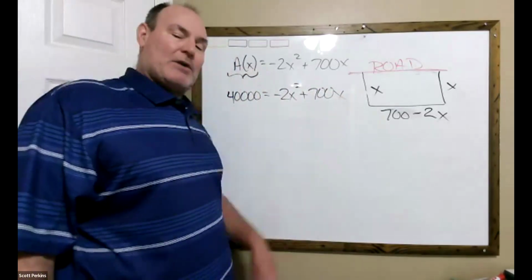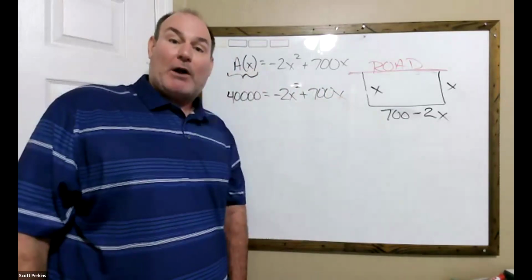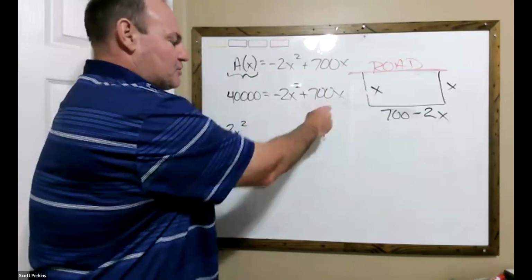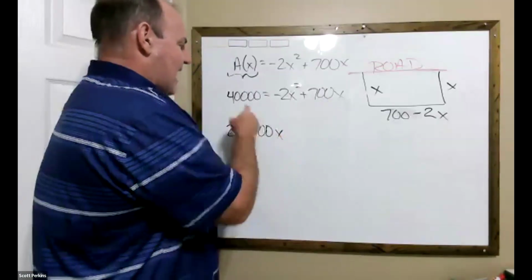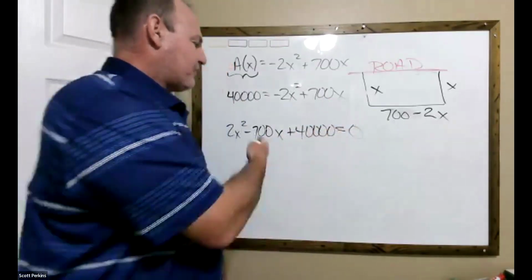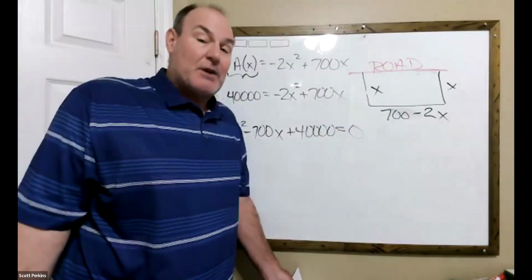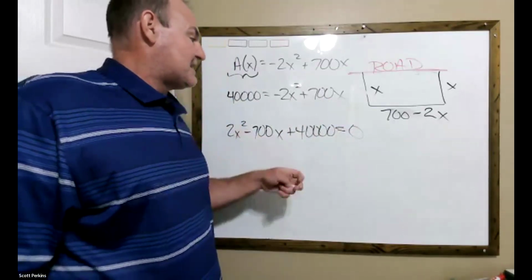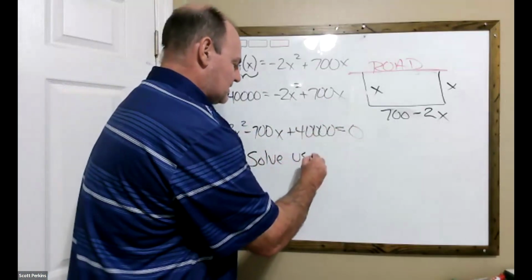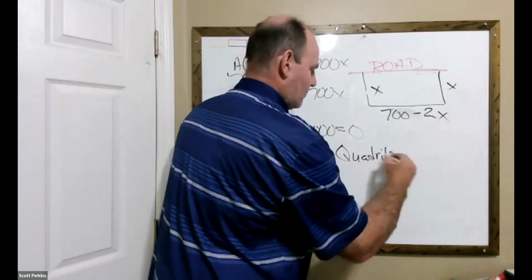And so what I have here is a quadratic function. I'm going to get everything on the same side, so it's equal to 0. Anytime we solve a quadratic equation, it has to be equal to 0. So I'm going to add the 2x squared over here. I'm going to subtract the 700x. I've got plus 40,000 equals 0. Now from here, this is just a quadratic equation. I would use the quadratic formula, use your calculator, and come up with the value of x that is going to solve that equation. So I'm just going to write here, you're going to solve using your good buddy, the quadratic formula.